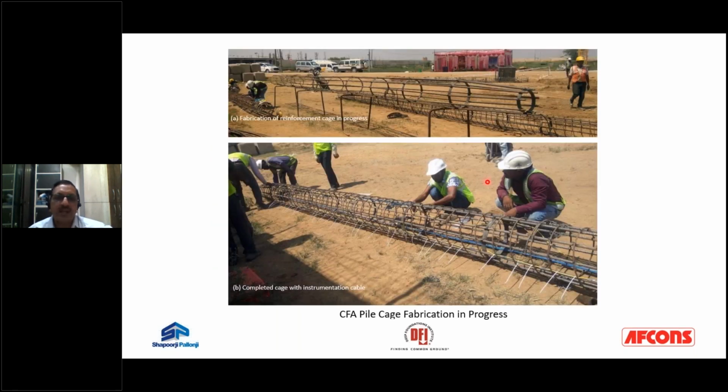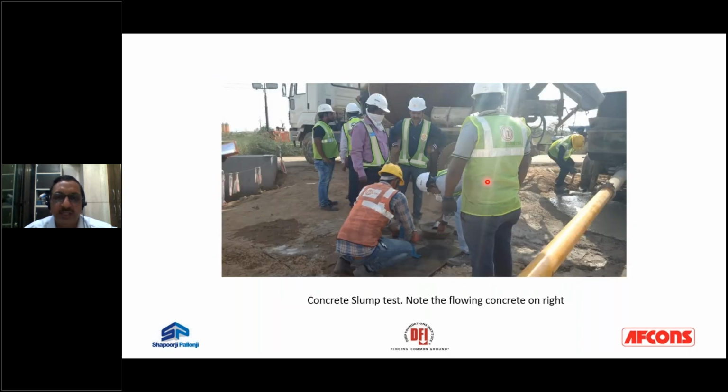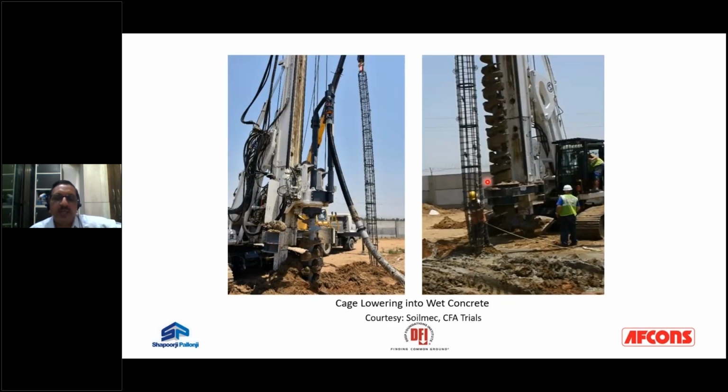The cage being fabricated, rigidity of the cage is one of the prime elements. Over here, the concrete tube is being extended to the top. Note, we have a cleaning operation taking place by JCB. A concrete slump test is taking place. In fact, it is a flow test. We had ensured that a 750 to 800 flow value was maintained for the concrete. It was a summer season where the temperature of operations was 47 to 48 degrees Celsius. Despite that, we had been able to manage well with the concrete.